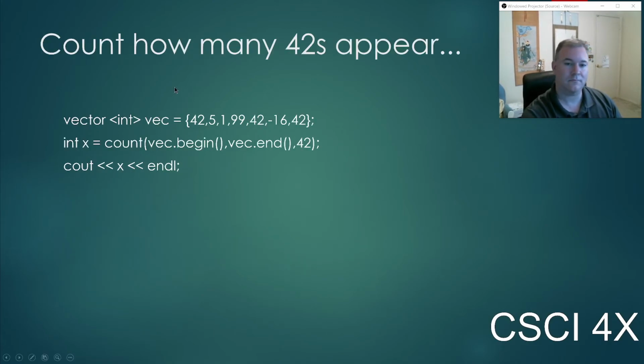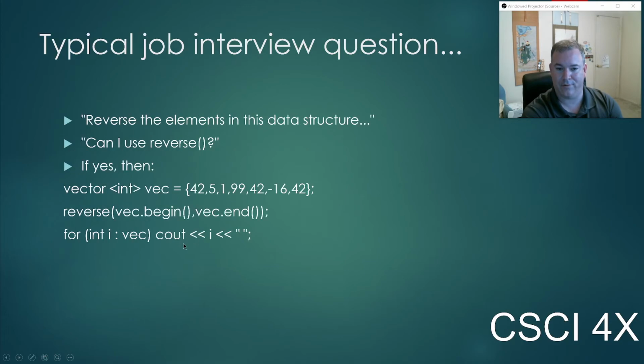Okay. If you want to count how many 42s are in a vector, count from the beginning to the end, 42, 1, 2, 3. It'll return 3. Job interview question. Reverse the elements in a data structure. Really? Can I use the std reverse function? If they say yes, then you just call reverse, and it's reversed. Yay, you've won. One line of code.